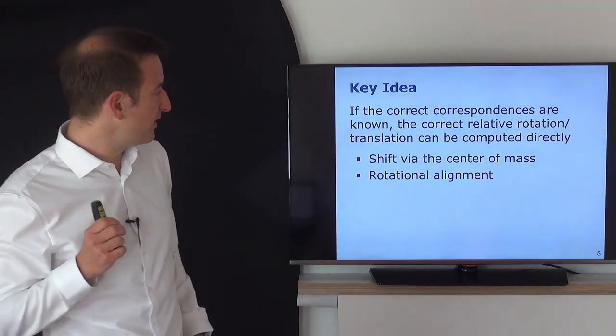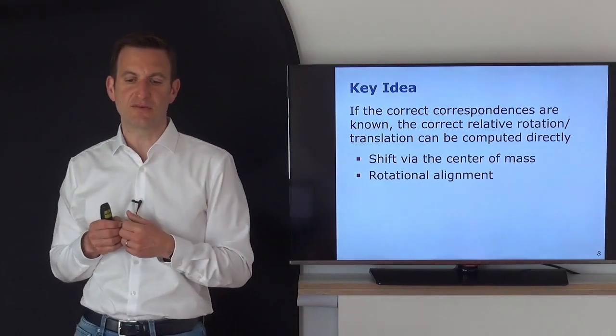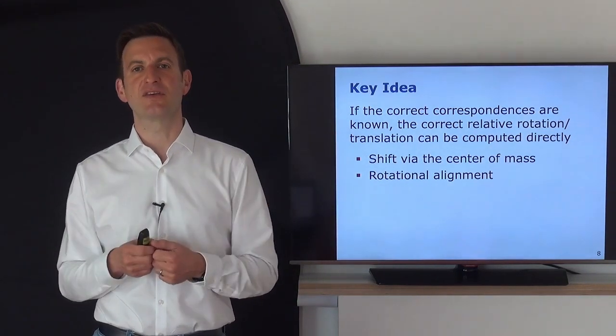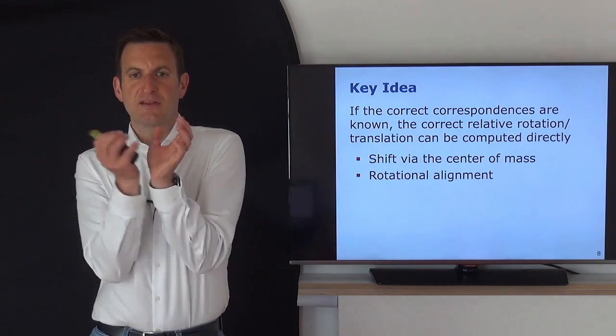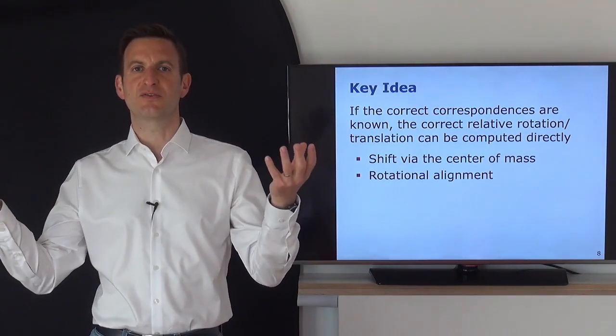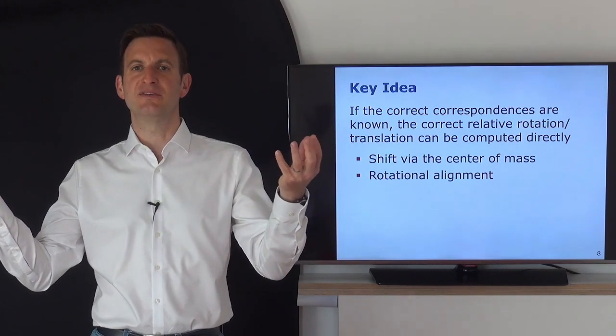We can do 2 things. We can compute the center of mass of both scans and subtract the center of mass from every scan. So what happens? We compute the center of mass of scan number 1, we compute the center of mass of scan number 2, and then we subtract the center of mass from the individual point set.